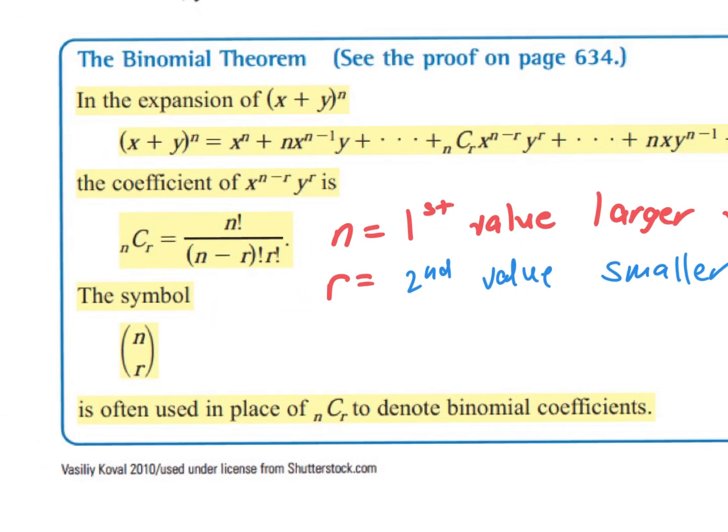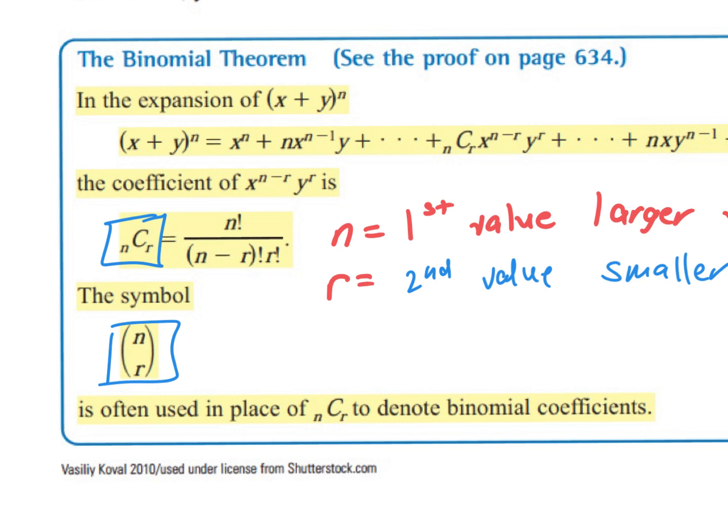You will have the problem written one of two ways, either like this or on top of each other. But in both cases, n is always the first value, whether it's left to right or top to bottom. It's also always the larger one, however you want to remember that. R is always the second value or the smaller one, but the first value will always be the bigger one, whether it's the one on the left or the one on the top.